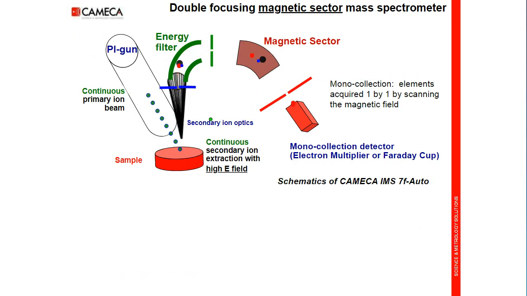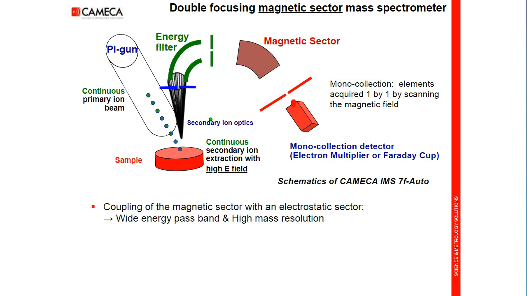Magnetic sector mass spectrometer SIMS instruments provide the best performance for dynamic SIMS analysis. This sketch shows the operating mode of a magnetic sector SIMS instrument, the CAMECA IMS-7F Auto. In magnetic sector SIMS instruments, the secondary ions, which are characteristic of the composition of the analyzed area, are separated in a magnetic sector analyzer according to their mass. The design of CAMECA magnetic sector SIMS instruments is based on a double focusing mass spectrometer design, that is, the coupling of the magnetic sector with an electrostatic sector.